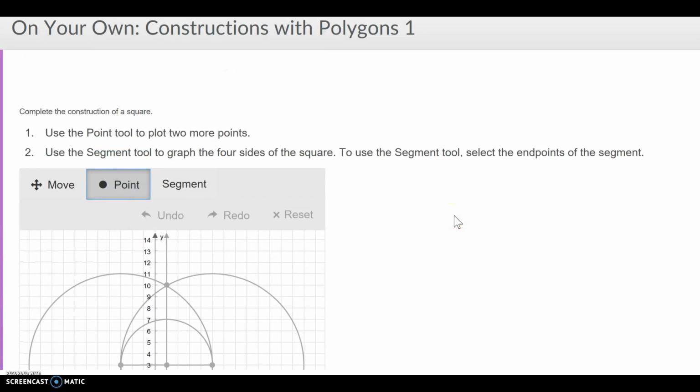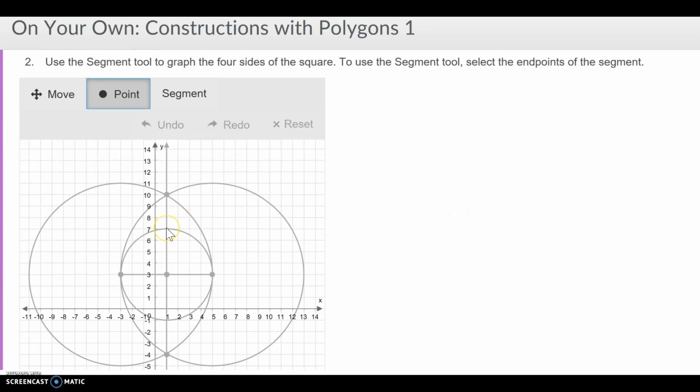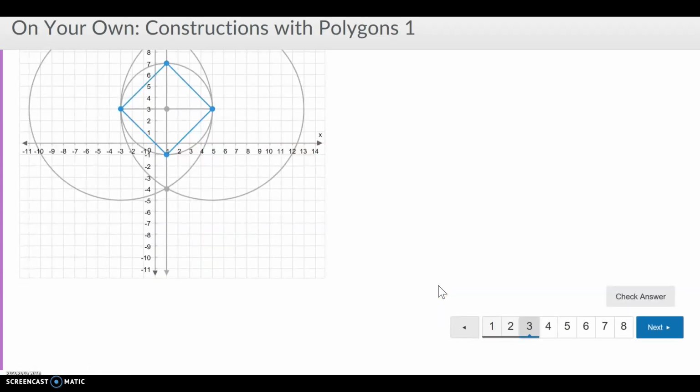Alright, we're going to complete this construction of a square. So we need to plot two more points. That's here and here, where this small circle intersects our perpendicular bisector. And then we're going to use our segment tool to connect those dots. And that is our square.